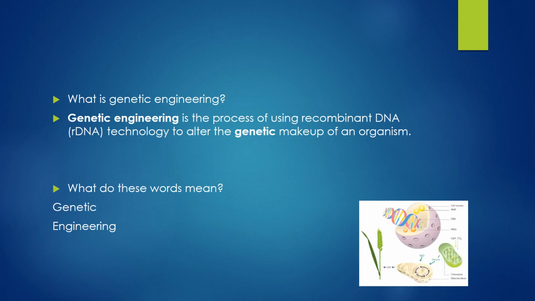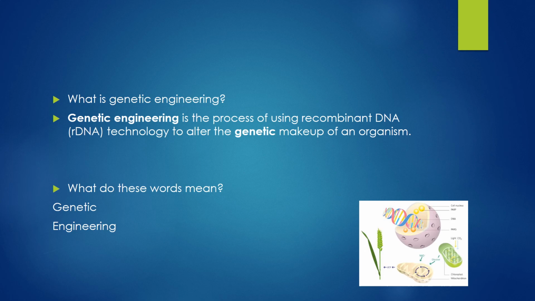What is genetic engineering? Now, this is just copied and pasted straight off the first search that comes up on Google. So genetic engineering is the process of using recombinant DNA, let's just say DNA, we don't have to worry about the word right now, technology to alter the genetic makeup of an organism. So that's the key thing that we need to get from this. Genetic engineering is about altering the genetic makeup of an organism.